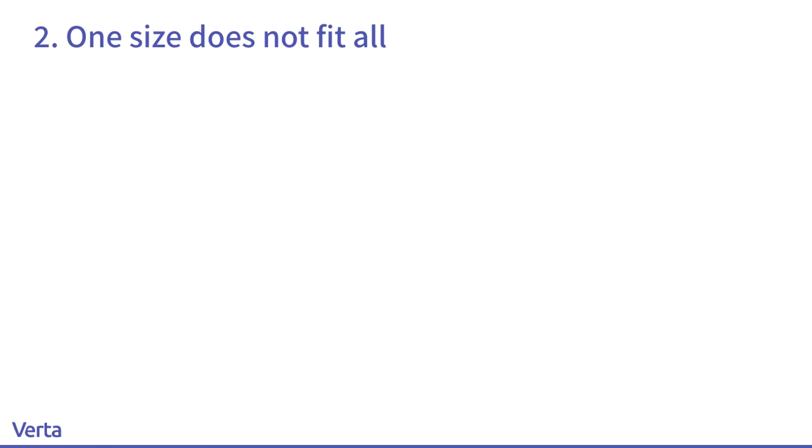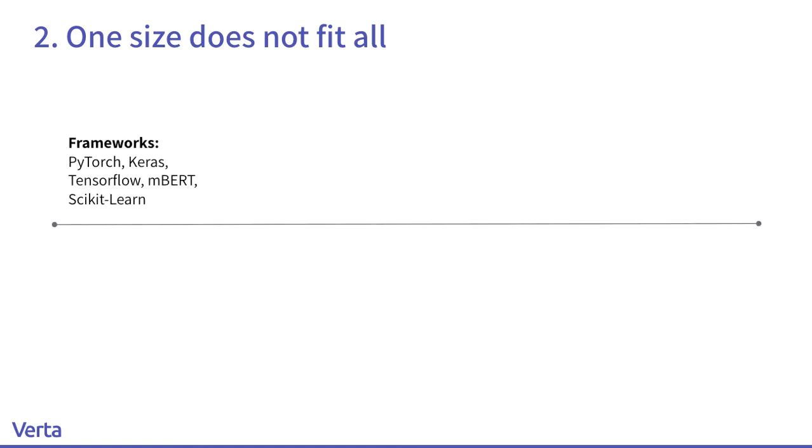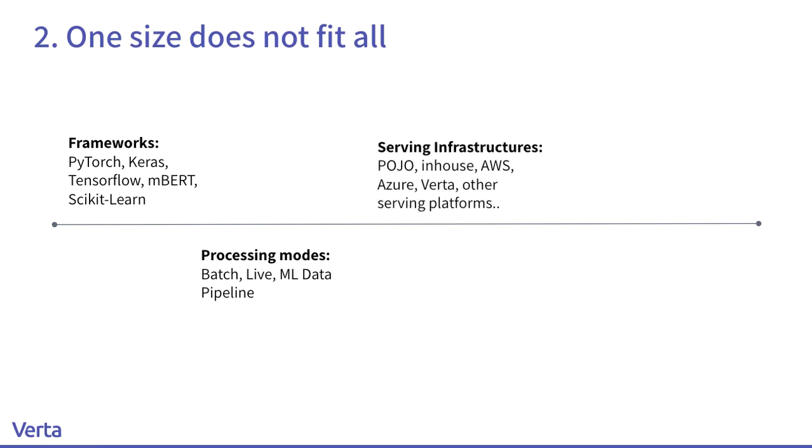Number two reason, if you think about NLP models, one size doesn't fit all. The reason being, you may use different frameworks from PyTorch and Keras to mBERT and so on. Your models could be running in batch mode, live mode, both, and you need visibility to data pipeline. The model serving infrastructure is another variable in the mix. You may be running Java objects, maybe serving the inference in-house, maybe using another vendor platform.